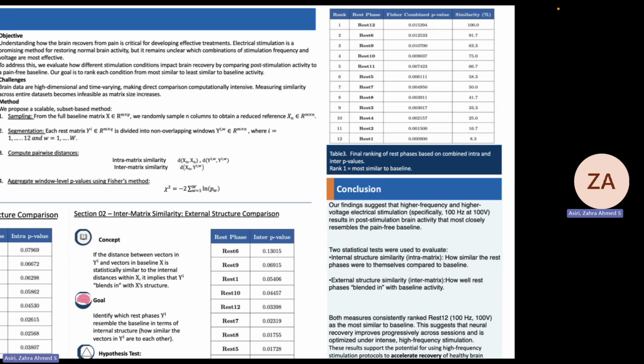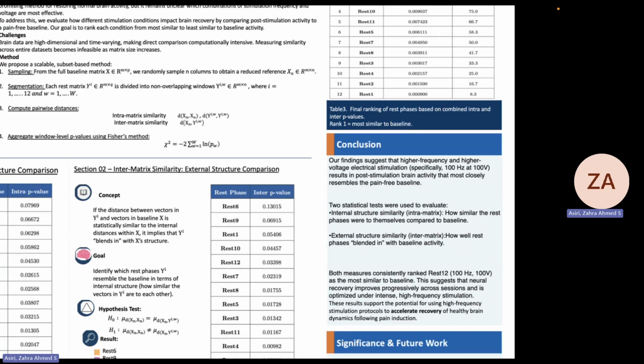In short, high-frequency, high-voltage stimulation, especially 100 Hz and 100 volts, was the most effective at helping the brain return to a normal state. Rest 12 consistently ranked highest across all measures. Stronger, faster stimulation may support better recovery from pain.